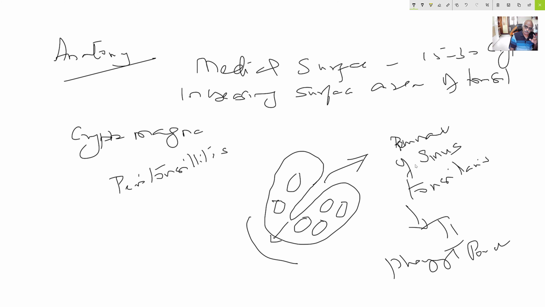So crypta magna, repeat, is a remnant of sinus tonsillaris, which is nothing but the ventral portion of the second pharyngeal pouch. So these are the things which you should understand clearly before we proceed any further.